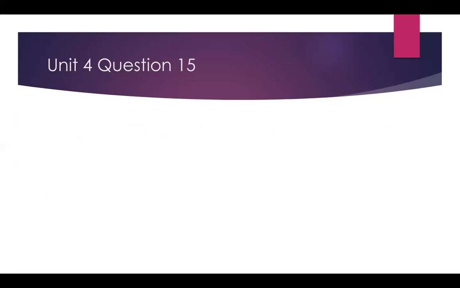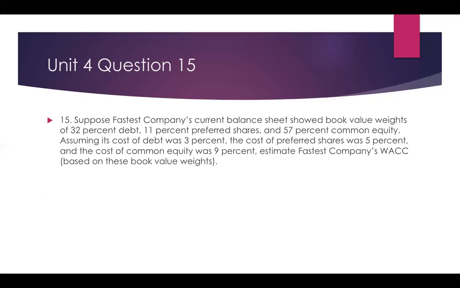Okay. And now we're going to skip ahead a bit to question 15. Suppose Fastest Company's current balance sheet showed book value weights of 32% debt, 11% preferred shares, and 57% common equity. Assuming its cost of debt was 3%, the cost of preferred shares was 5%, and the cost of common equity was 9%, estimate Fastest Company's WACC based on these book value weights.